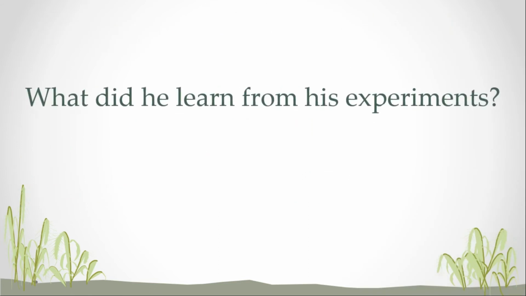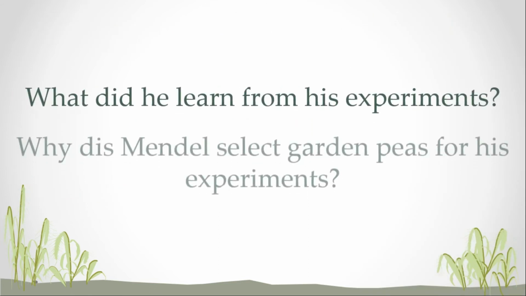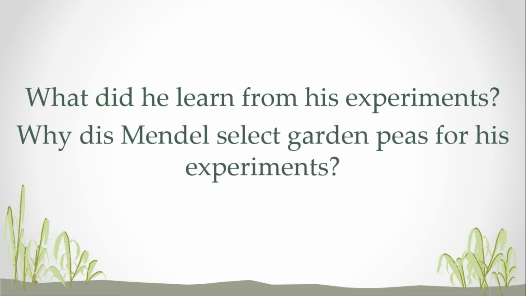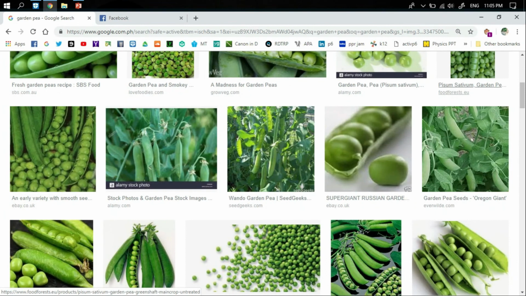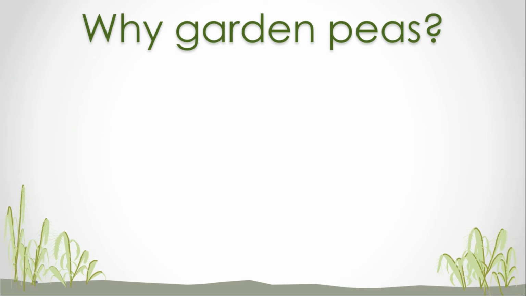So what did he learn from his experiments? Why did Mendel select garden peas for his experiment? Let us answer these questions. So these are garden peas. I know you are already familiar with this. This is the plant that Mendel studied that made him become the father of genetics. So why did he use garden peas in this experiment?